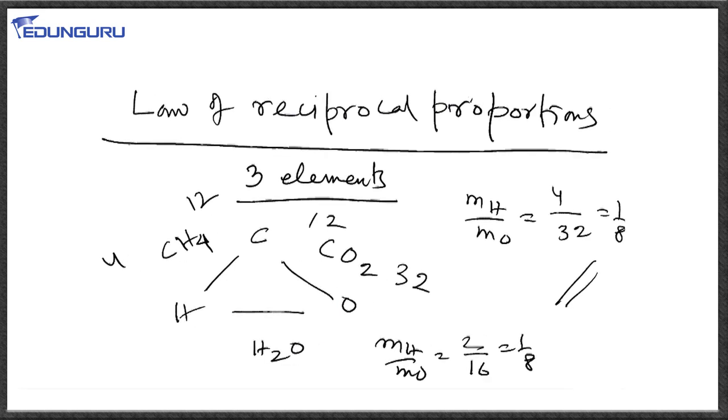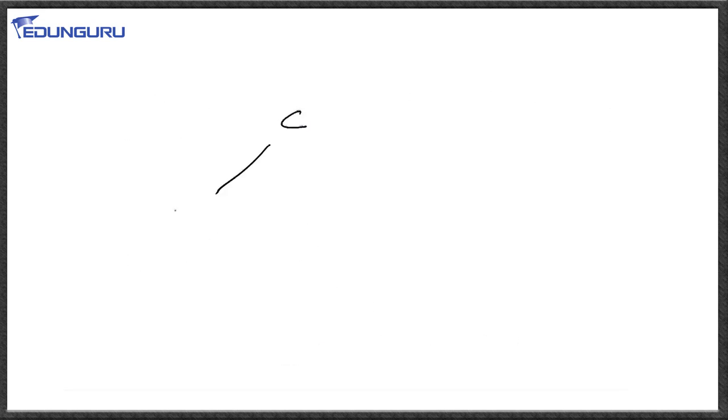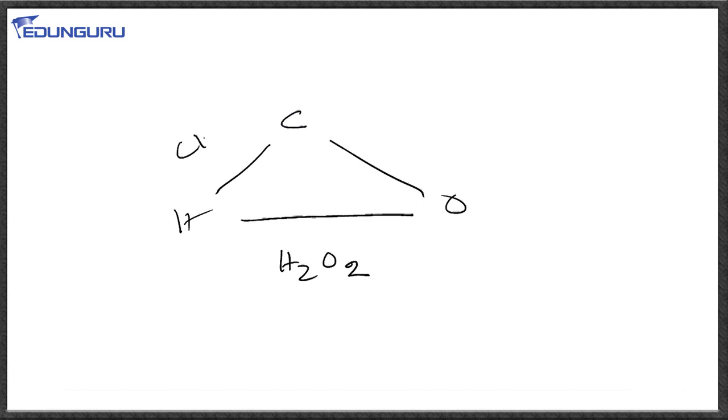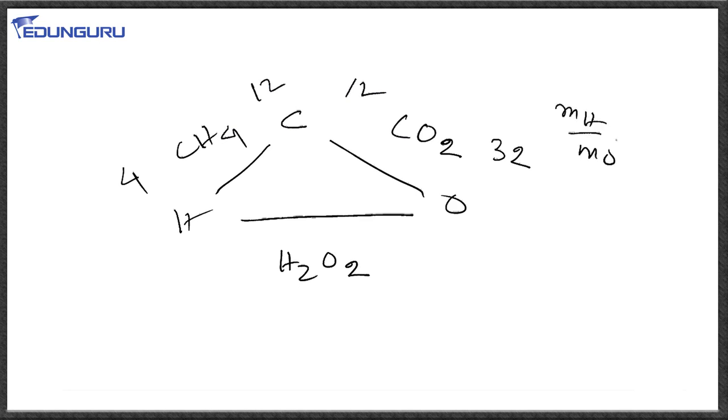Next example, same 3 elements, different compound. Let us say C, H, O, where I am talking about H2O2, CH4, and CO2. Now again, 12 gram carbon combines with 4 gram hydrogen, and 12 gram carbon combines with 32 gram oxygen. So, the ratio of mass of hydrogen by mass of oxygen is 4 by 32, that gives you 1 by 8.